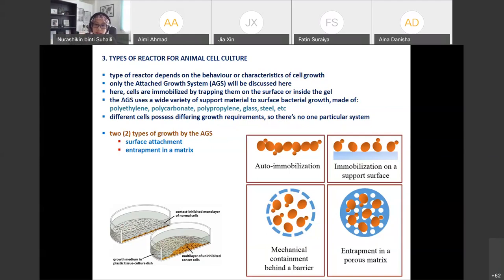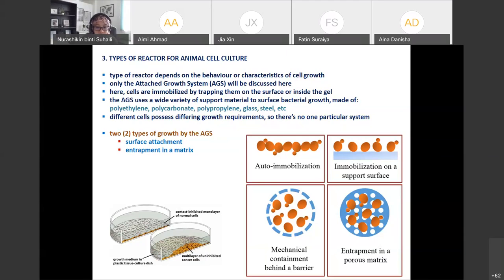For the cells to attach on the surface, they need a linking agent. So these are examples of linking agent: metal oxide, glyceraldehyde, aminosilane. And it depends on the type as well, which one suits better or works better. The three types of attachment. This is how the attachment of the cells on the surface.